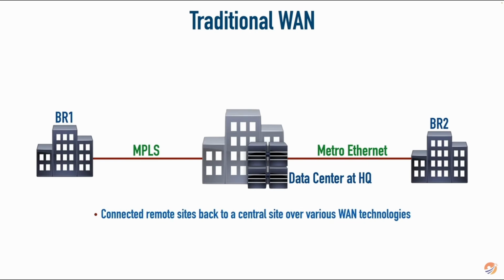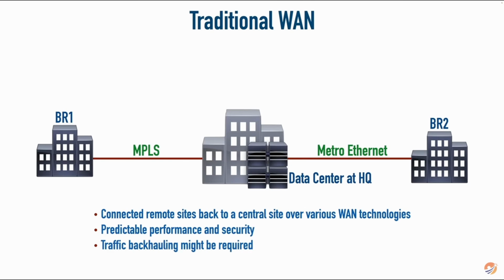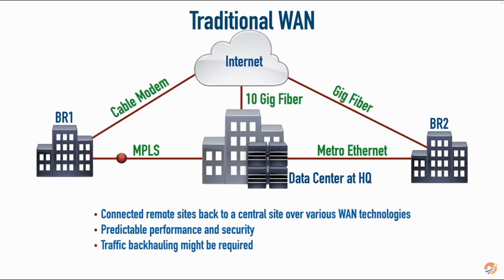We have MPLS, or Metro Ethernet. And because we were going over a single circuit from one site to another site, we had very predictable performance. We could configure security on those endpoint routers. A disadvantage, though, is if we wanted to go out to the internet, we might be forced to go through that HQ location, or perhaps we had to do backhauling. Maybe we had to go to the data center to have a security check done, and then we could come back to our remote site and then go out over our internet connection.